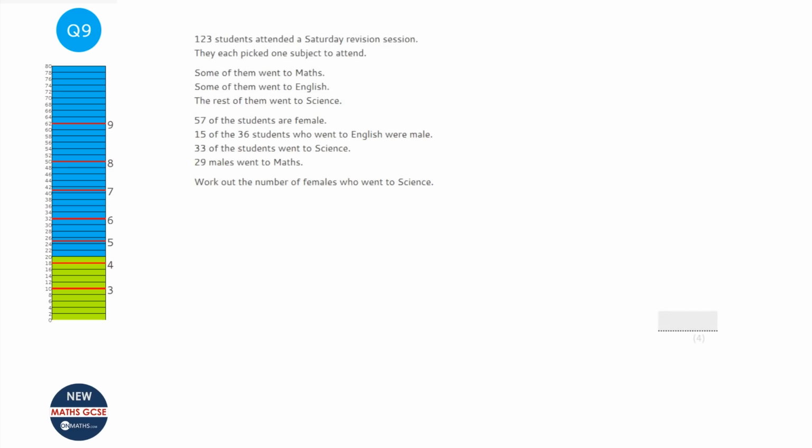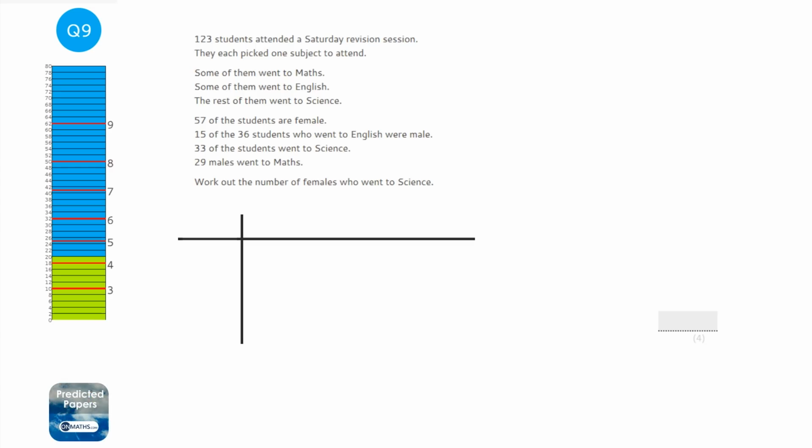Okay, so this question looks a little bit complicated, in fact very complicated, but whenever you have this type of question where you've got different categories of people or items, the best and clearest method is to draw a quick two-way table, which I'm going to do now. The options for the people are either they are male or they are female.